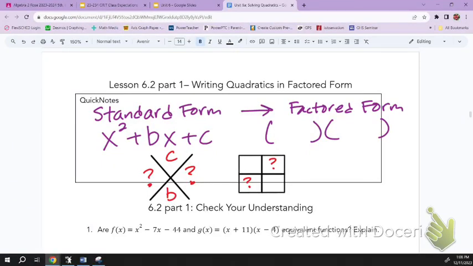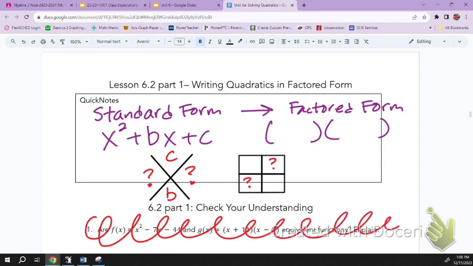Okay, so we're actually going to skip 1 in the check. It's a repeat from our last lesson. And we're going to jump right into number 2, where I'm going to show you how we completely factor from standard form to factored form using this giant X and our box. Okay, we will have to use both to factor.